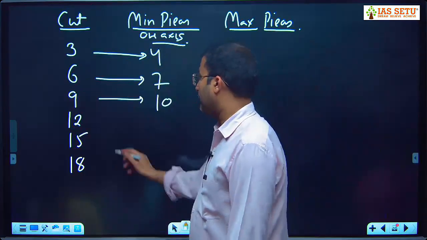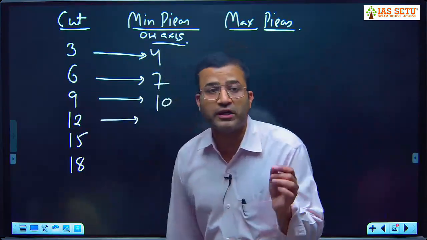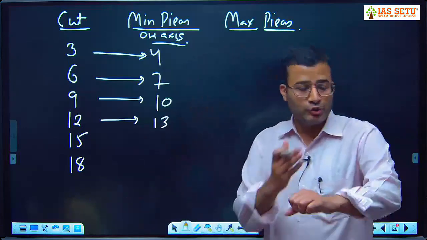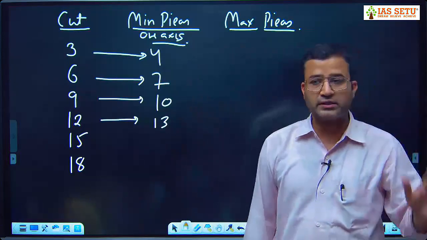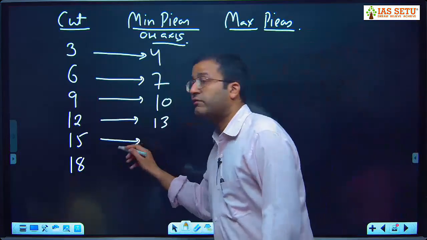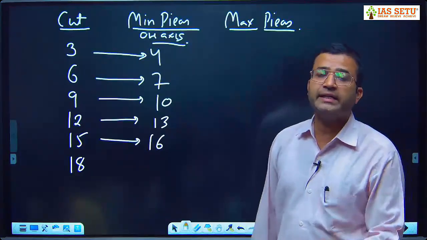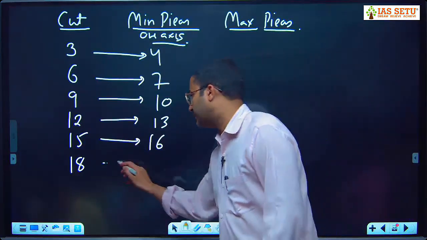Now tell me, 12 cuts, what are the minimum pieces? 13. And how will we get it? You make all 12 cuts on one axis. Tell me, with 15 cuts, what are the minimum pieces? 16. With 18 cuts, what are the minimum pieces? 19.